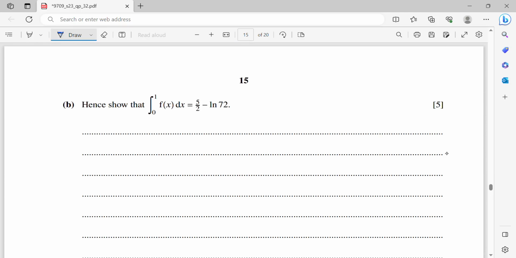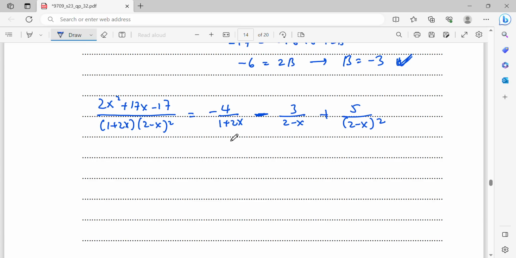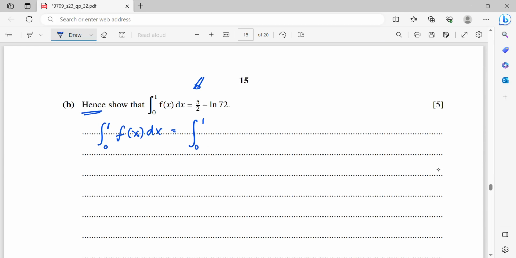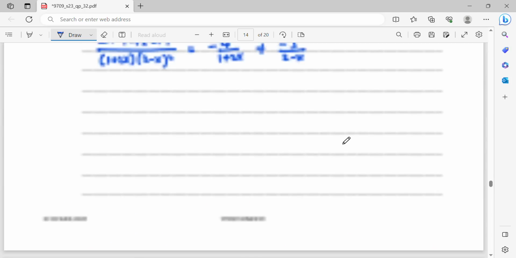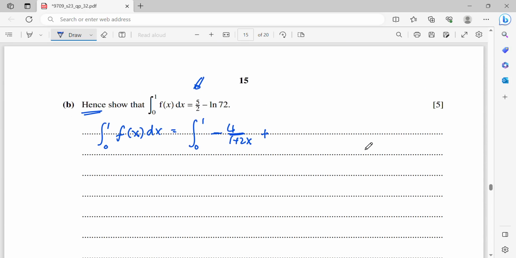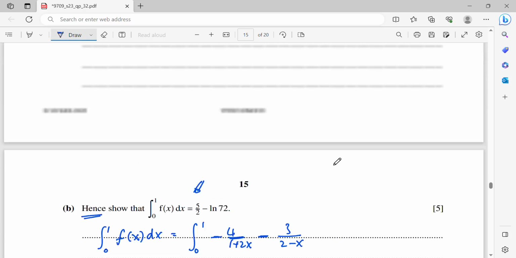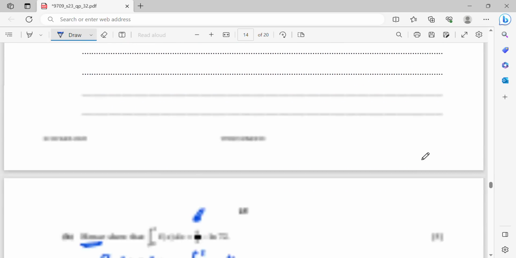Now part B. Hence means use the partial fractions, show this integration. So now we need to integrate f(x) from 0 to 1. I will change it to the partial fractions that we have just found. So minus 4 over 1 plus 2x, plus, oh no, the second term is minus 3 over 2 minus x. And then the last term is plus 5 over (2 minus x) squared.